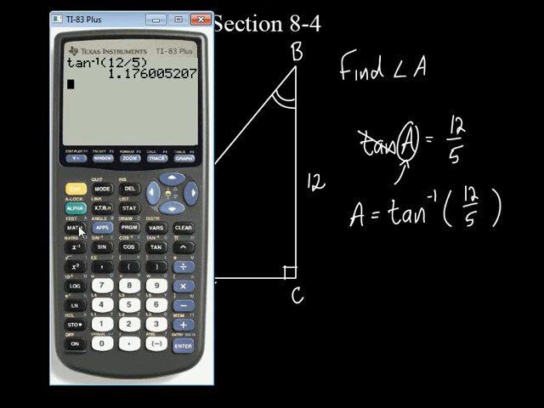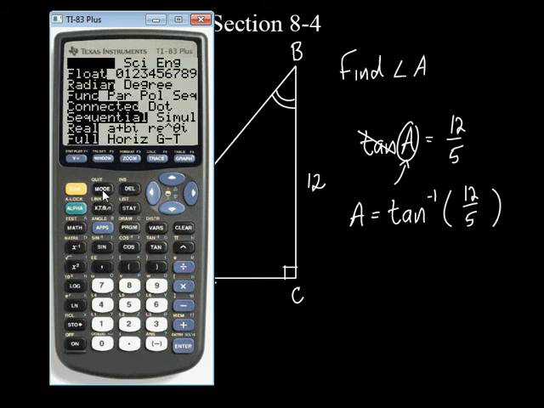You got to make sure your calculator is in the right mode. And I think you go to mode. Yeah, see on mode, it's got all this stuff right here. I think your calculator automatically defaults. See where it says radian and degree? Mine is highlighted at radian. I have to have it in degrees for this to work.